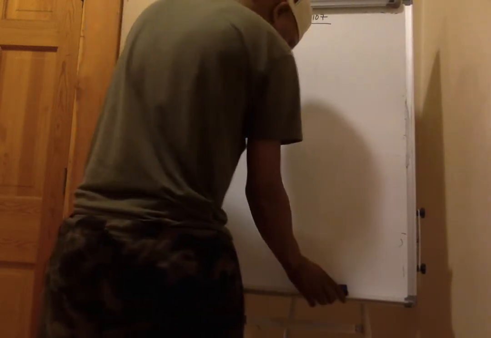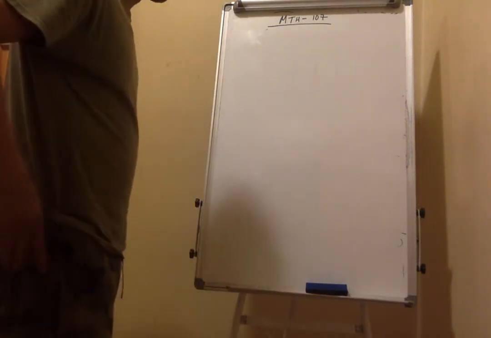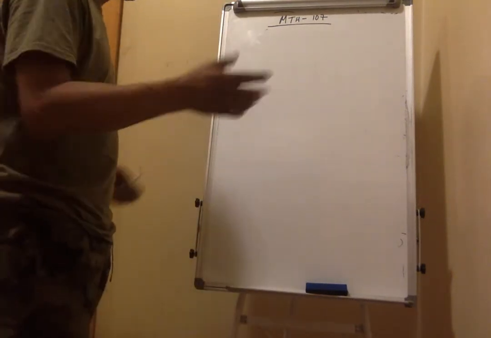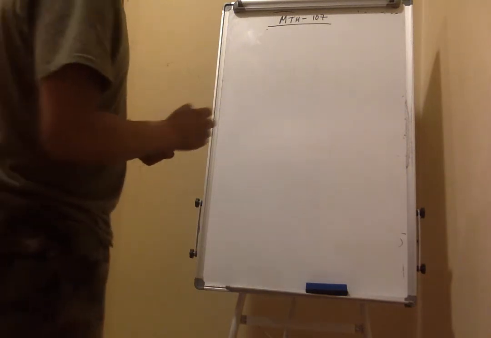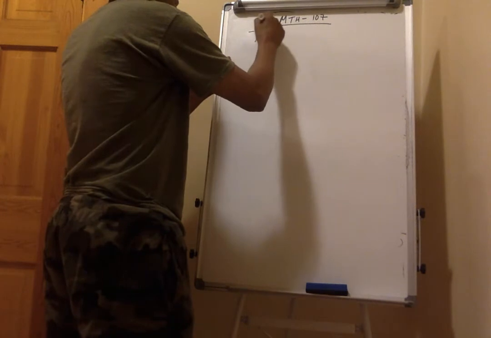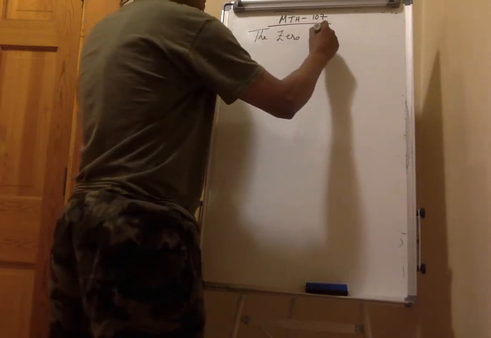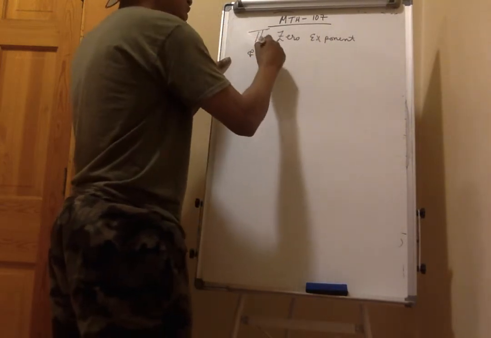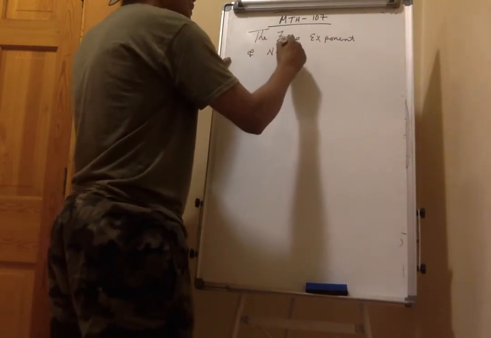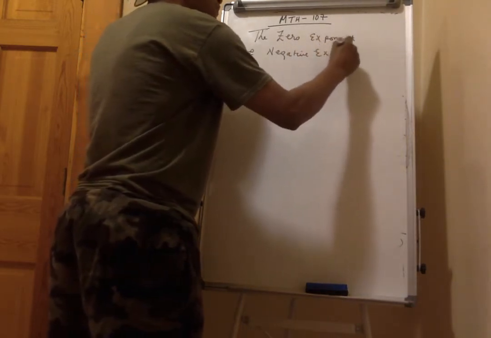Now there are 2 more items, and you have seen this before, to discuss before we end this session. The 0 exponent and negative exponents.